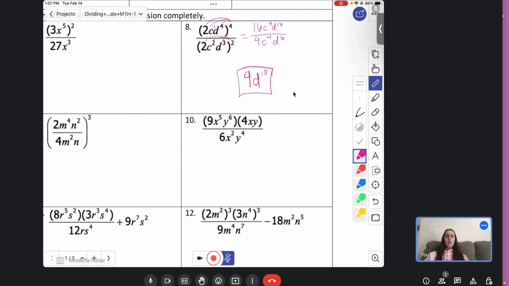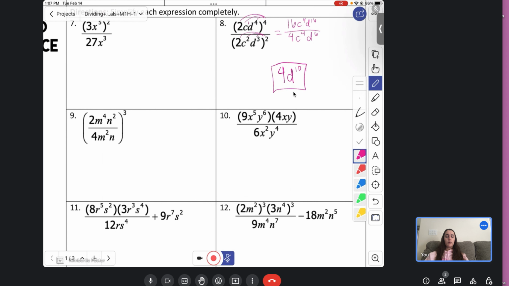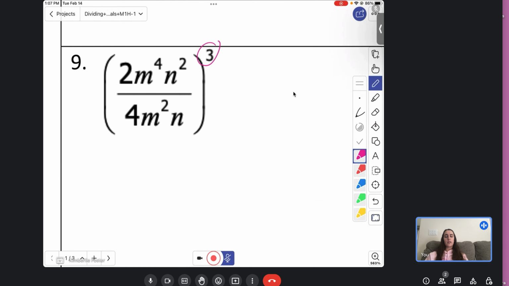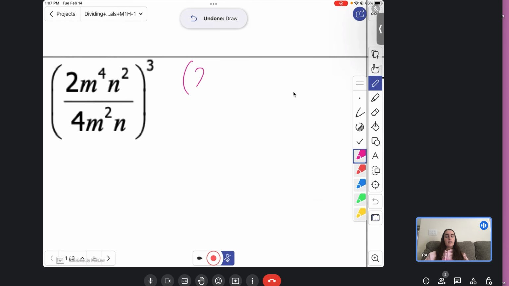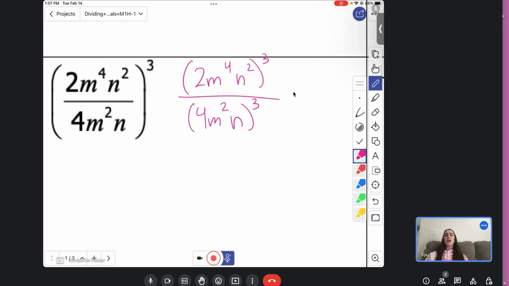Okay, number 9. I did want to point out on number 9, we see this whole thing is being raised to the 3rd power. I kind of touched on this in the last video. This is saying that the numerator and the denominator, everything basically is being raised to the 3rd power. I like to rewrite it like this, basically putting the 3rd power on the top and the bottom, because I just think it's easier to see. We're not forgetting to distribute the power of 3 to the bottom.